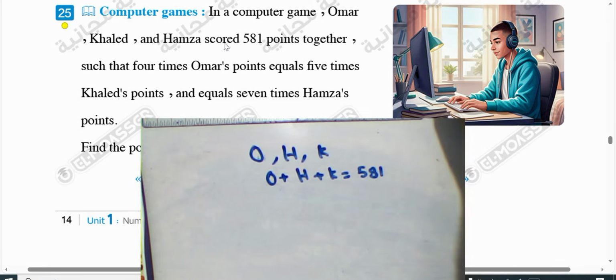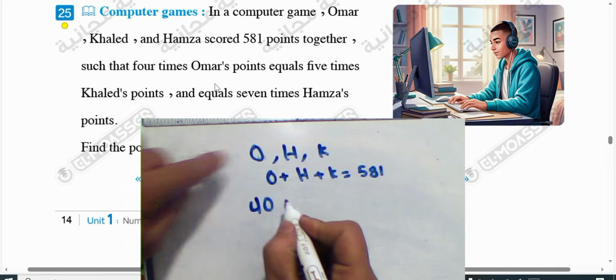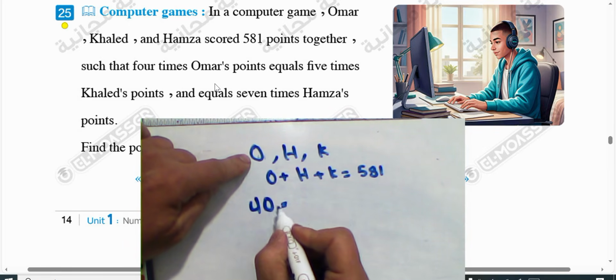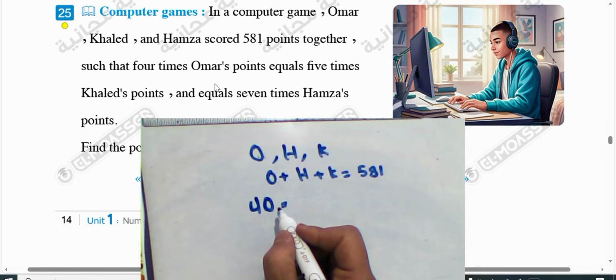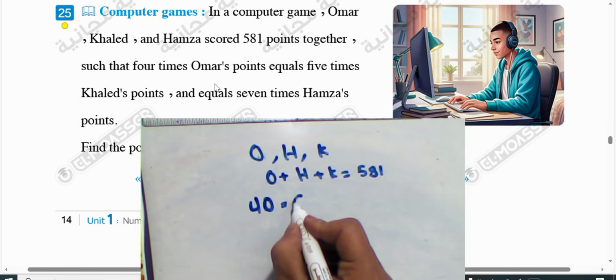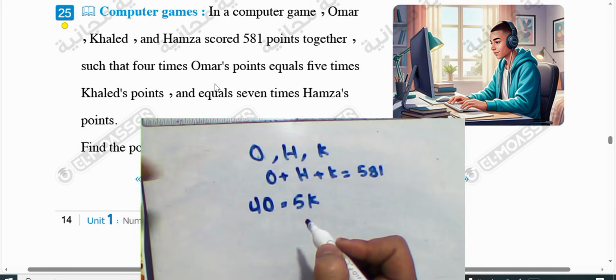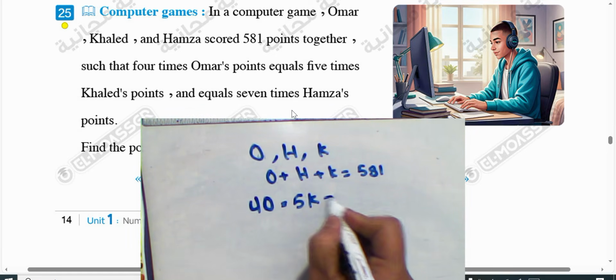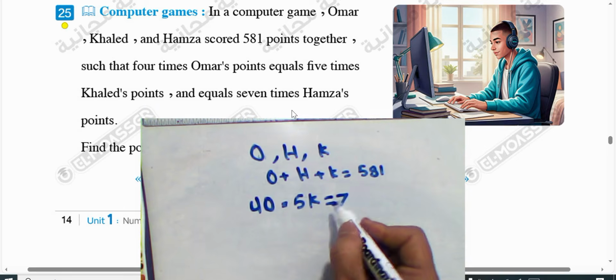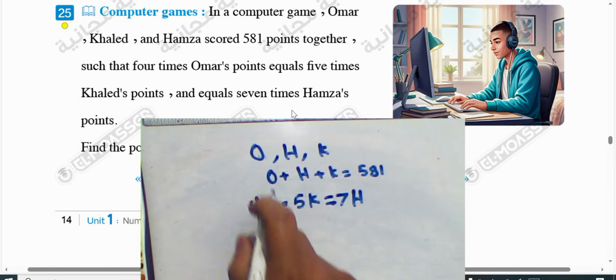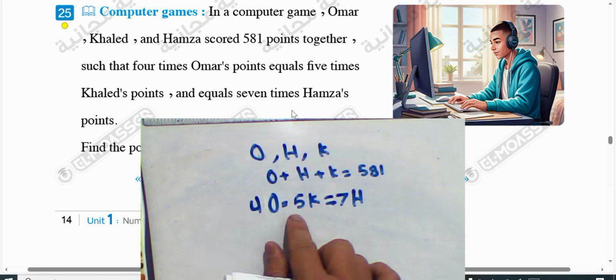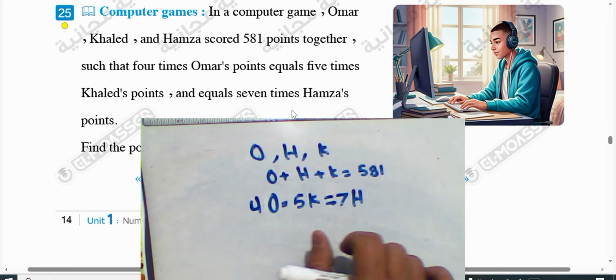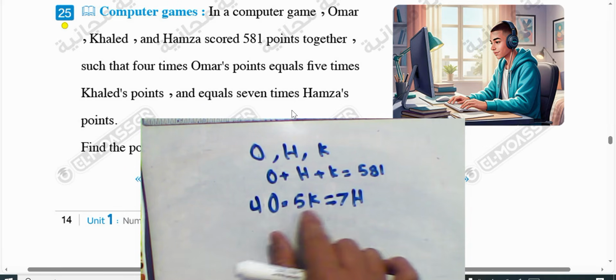They tell me such that 4 times Omar, meaning 4 multiplied by O, where O is Omar's points, equals 5 times Khalid's points, which also equals 7 times Hamza's points. Okay, we have here 4 times O equals 5 times K equals 7 times H. We can divide by the numbers 4, 5, and 7.